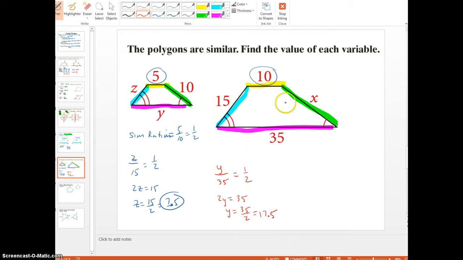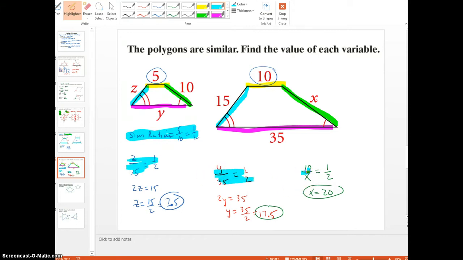Now if I'm looking for x, x corresponds with 10. But remember, you've got to keep the ratios in the same order. So we say 10 to x, because I put this one on top, this one on bottom, equals 1 to 2. When I cross multiply here, I get x equals 20. And those are the values of the variables. So the key here, guys, is finding the similarity ratio. What should the ratio of all the sides be? Then set up your proportions like we did here, here, and here, and then solve for the variable by cross multiplying.